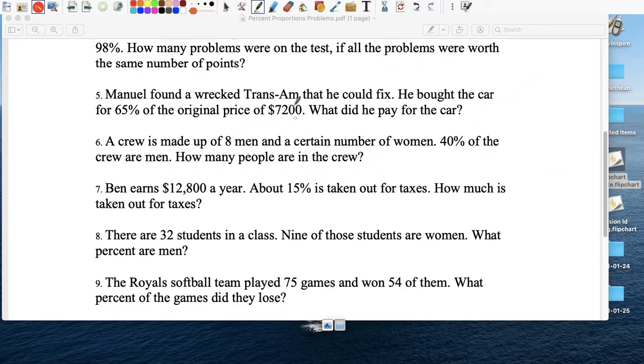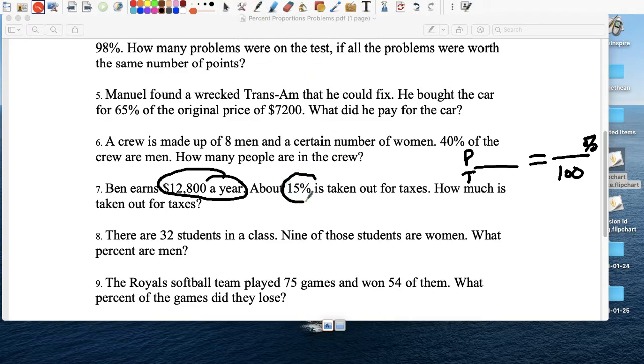Okay, taxes, impuestos. Todos nosotros pagamos impuestos. So, let's see. 100%, part, total. Ben gana 12,800 al año. He makes 12,800 per year. 15% tiene que pagar de impuesto. 15% he has to pay in taxes. So how much is he going to pay for taxes? Okay, so 15%. Is 12,800 the part or the total? Well, 12,800 is the total.